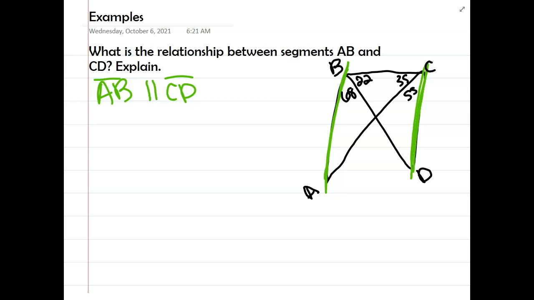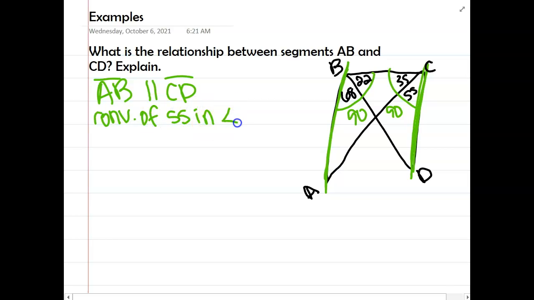That would be a way to think about it. We could do that. If you add these together, what would you get here? 90. And if you add these together, you get 90. Okay, so I could say I have same side interior angles that add to give me 180, which is the converse. You could say the converse of the same side interior angle postulate. That'd be one way to prove that.